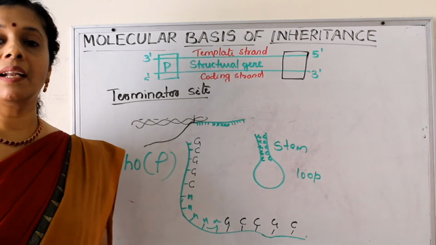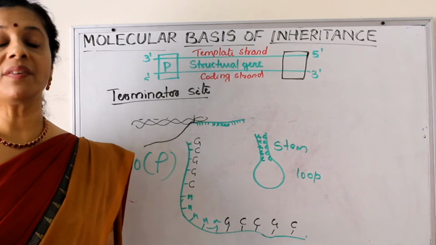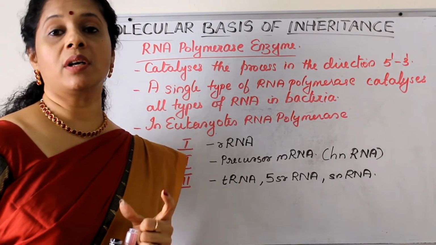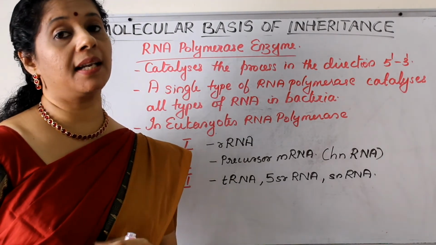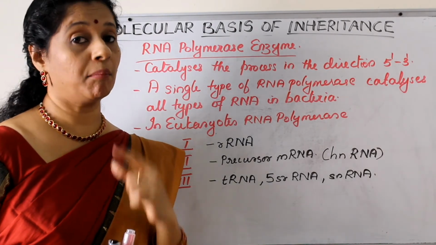Rho factor. When RNA polymerase binds with a Rho factor, it terminates the process of transcription. We discussed the transcription unit. Now what is the most important requirement for transcription? The enzyme RNA polymerase. So, DNA dependent RNA polymerase.